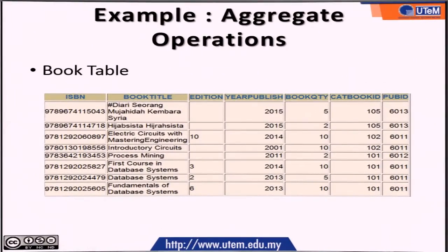We will use the book table from the Library Management System case study to perform examples of the aggregate operations in this lesson. Remember that the book table contains records of books which are available in the library. Each book record contains 7 attributes which are ISBN, book title, edition, year published, the quantity of book copies, category book ID, and publisher ID.